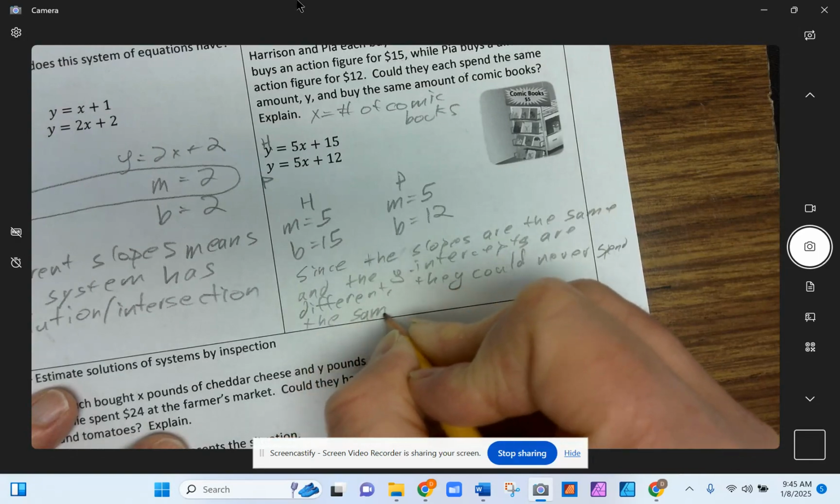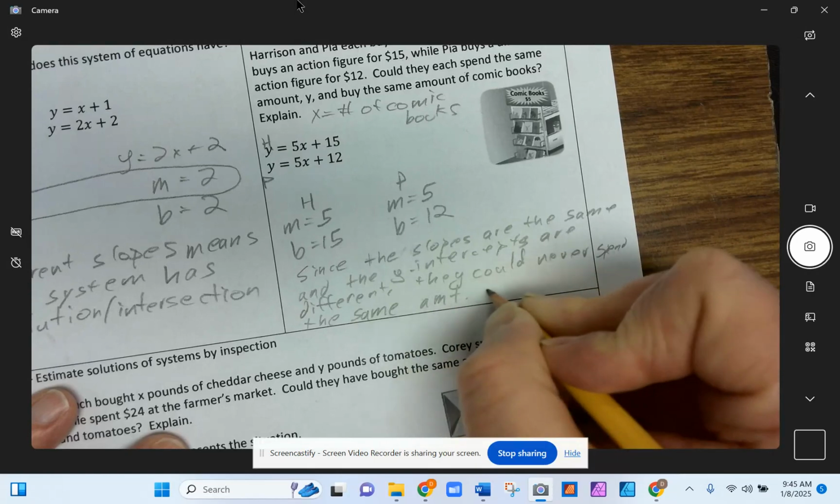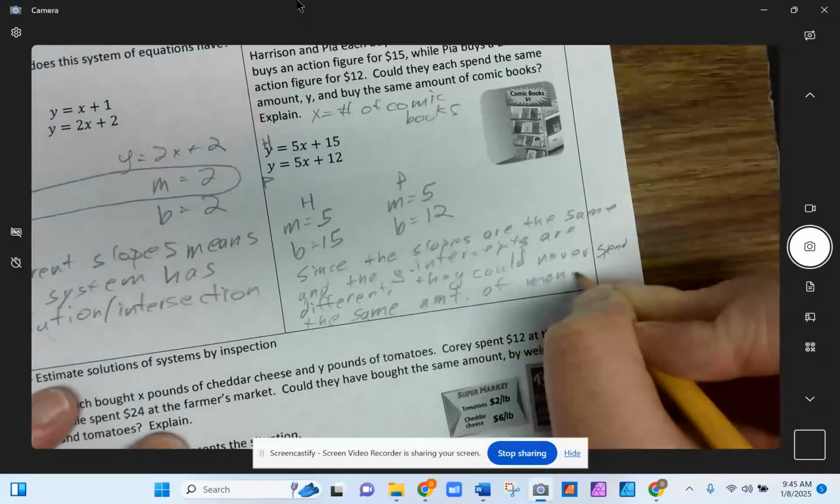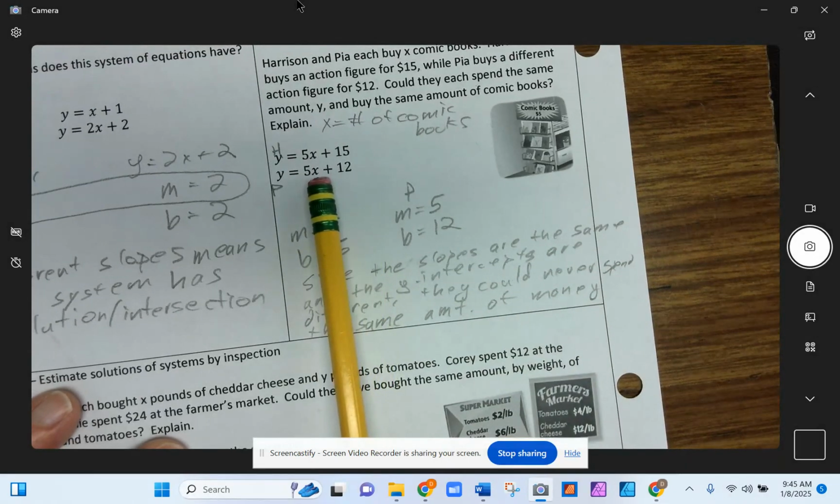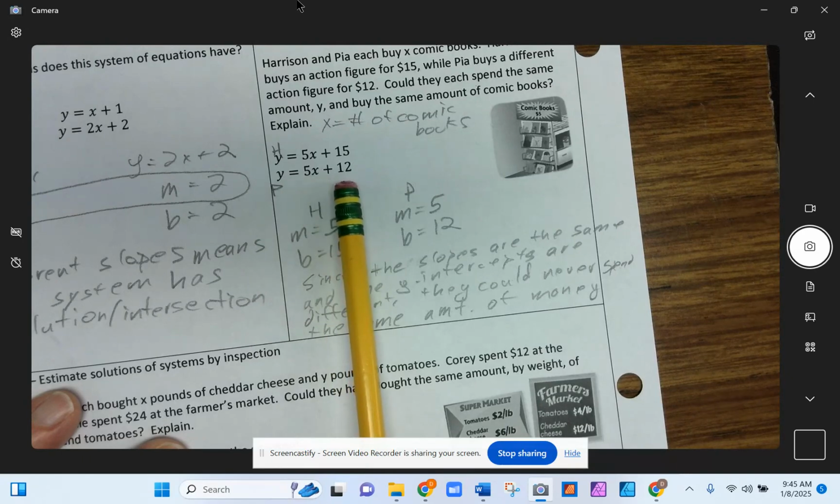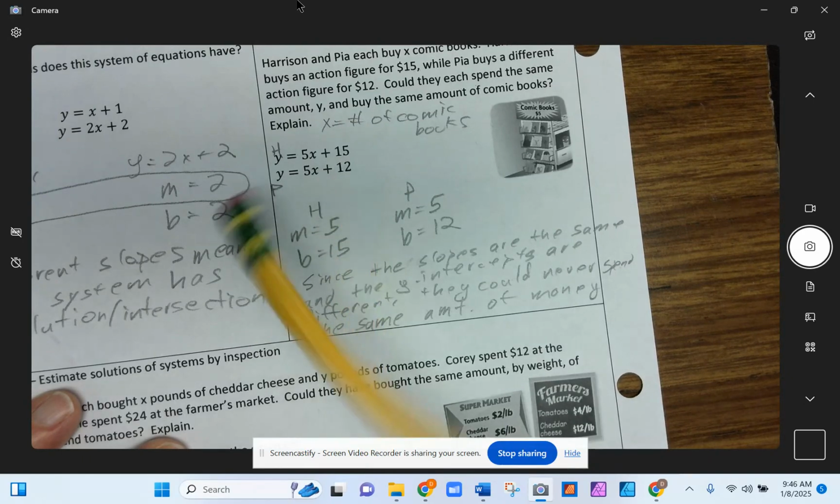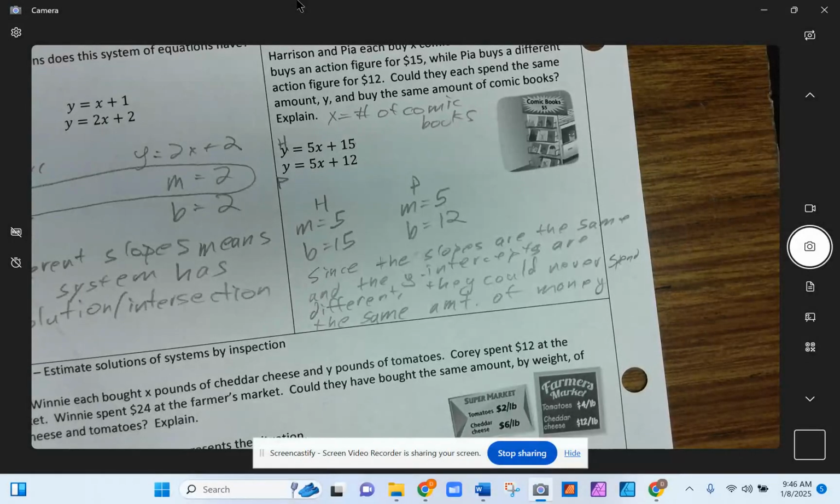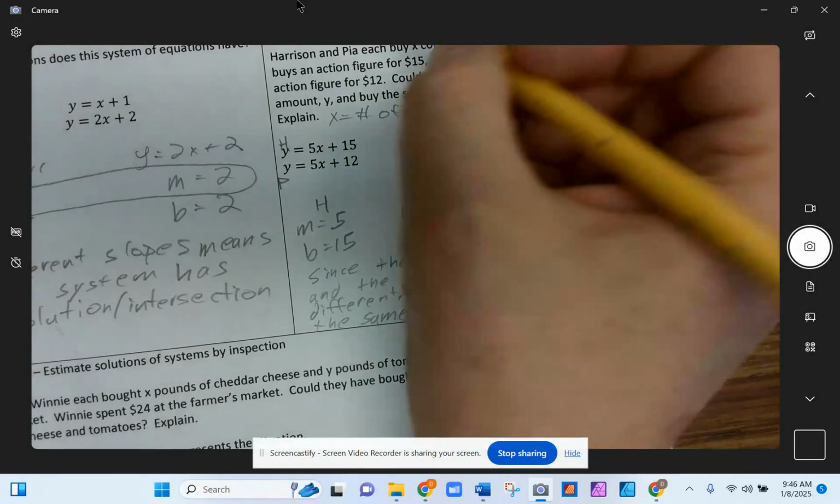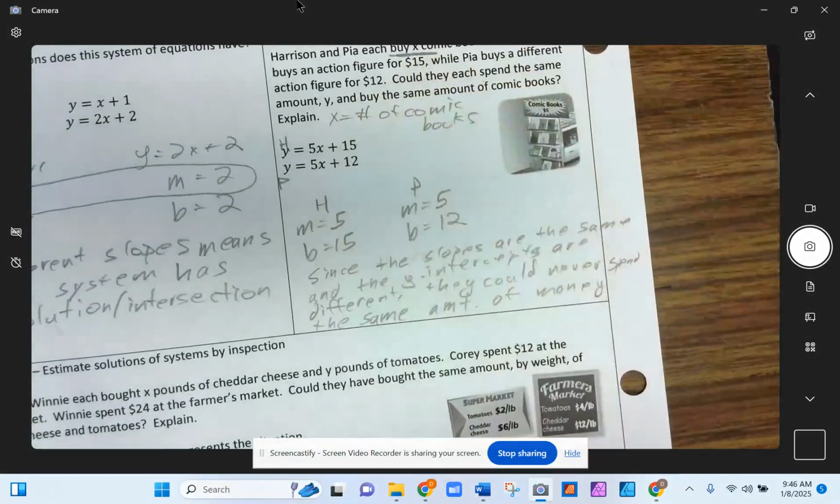I'll summarize in a different way in a second. Amount of money. So basically, if they each buy 4 comic books, if they buy the same amount of comic books, Harrison is always going to be spending more money because his action figure is $3 more. So his total is always going to be $3 more as long as they're buying the same amount of comic books, because it says that they buy X, so they buy the same amount.